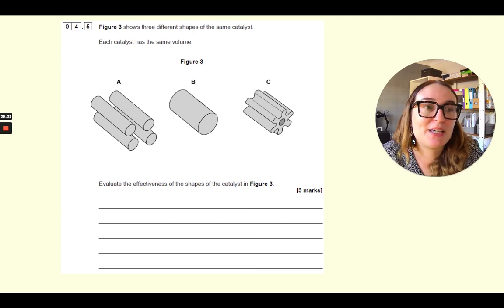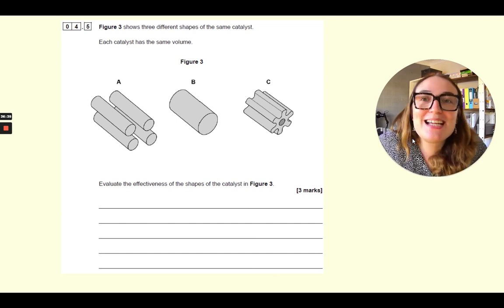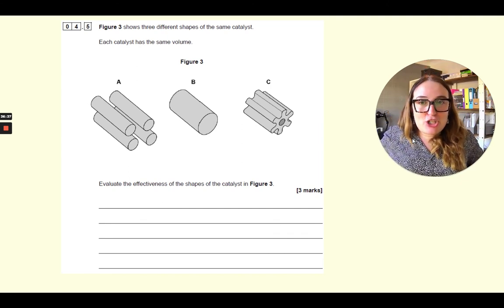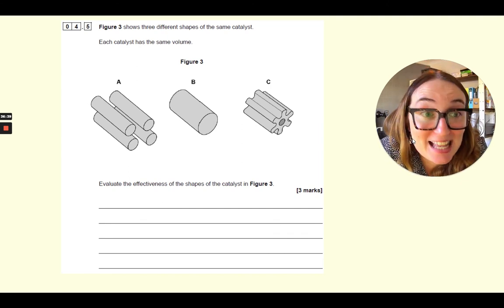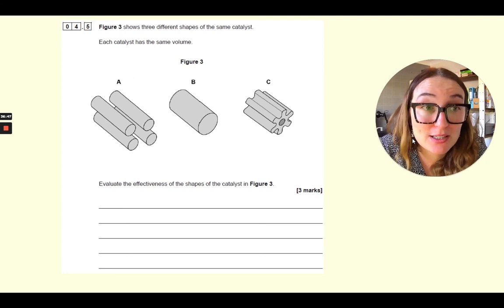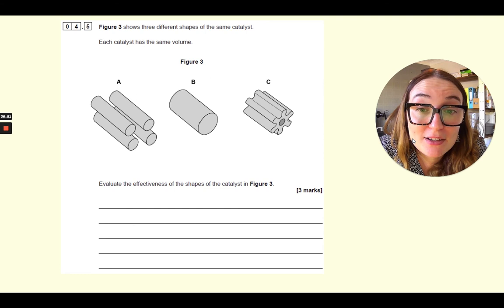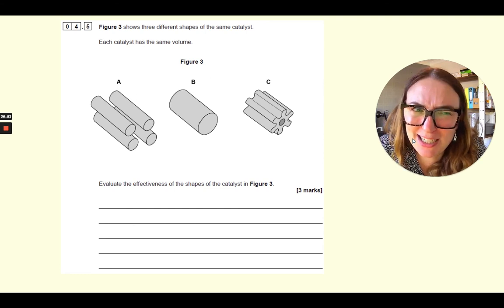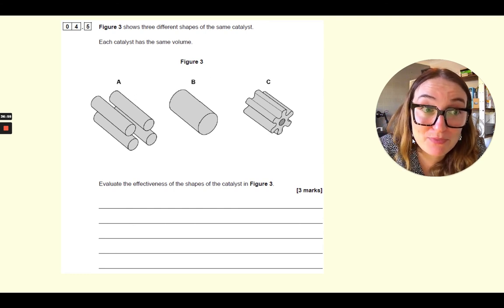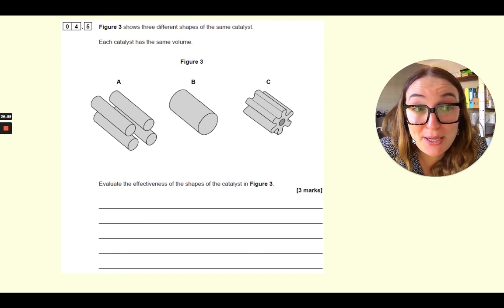This one's a little bit more tricky, but it's a really important question I wanted to show you. So these are 3 different catalysts, and they have 3 shapes. And it says each catalyst has the same volume. Right, if it's saying to you they have the same volume, but there are 3 different shapes, then they are talking to us about surface area to volume ratio. So here, we're talking about catalysts, but really we're talking about surface area to volume ratio. And it is absolutely designed to throw you a bit. And that's why it's on the higher paper.